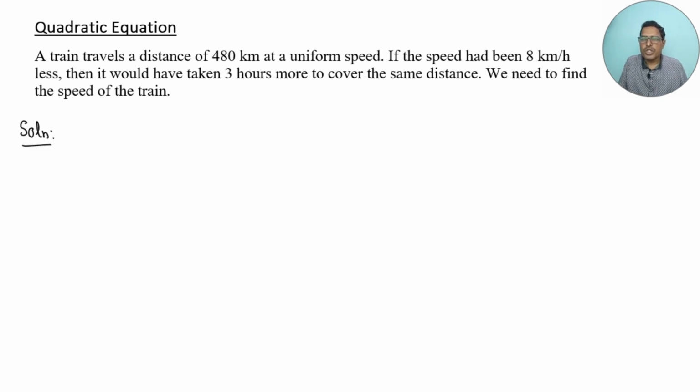So he is asking us to find the speed of the train. Let us take the speed of the train to be x. Let the speed of the train be x. Now how do we represent this speed? The unit of speed is kilometer per hour. So x kilometer per hour represents the speed of the train.